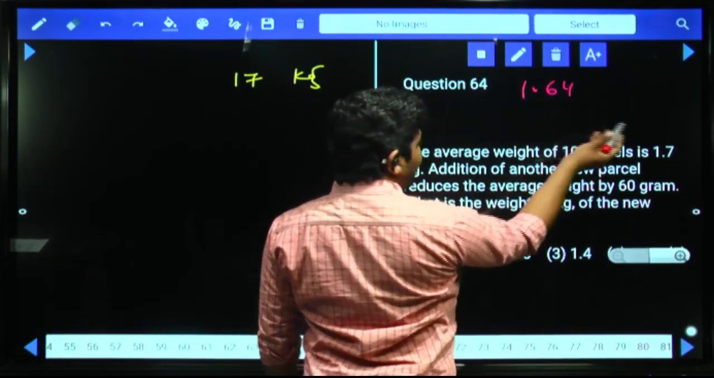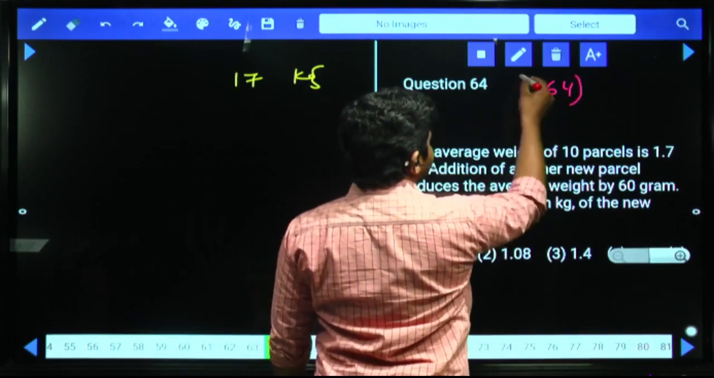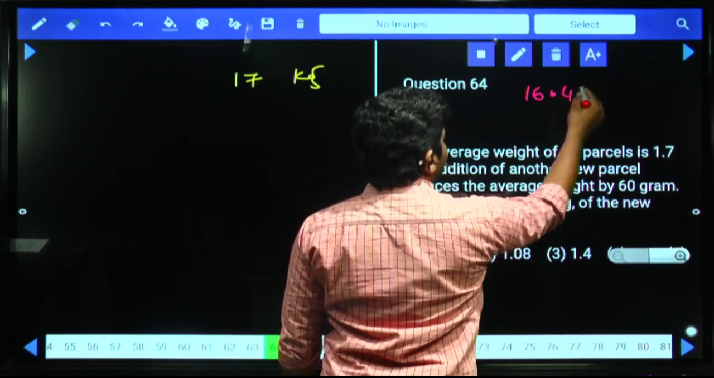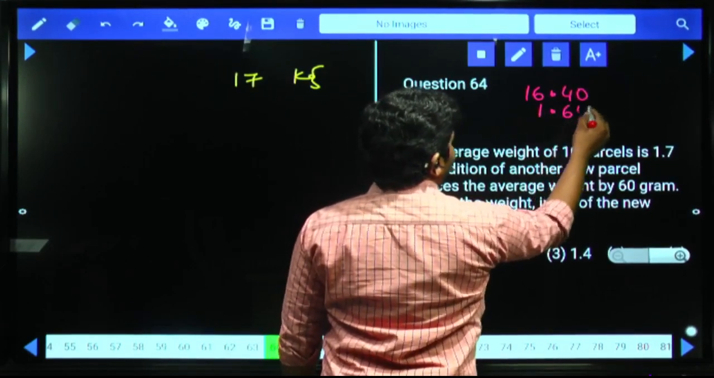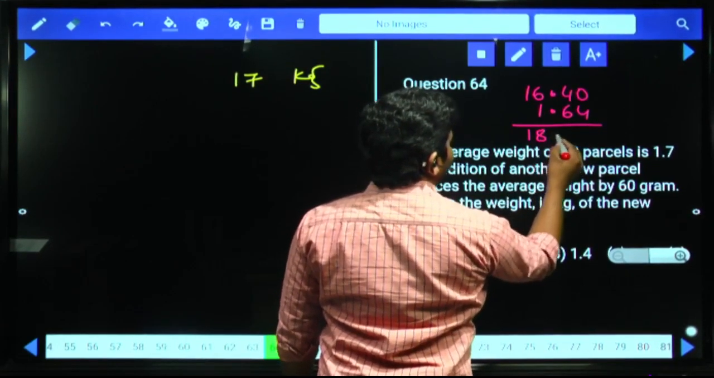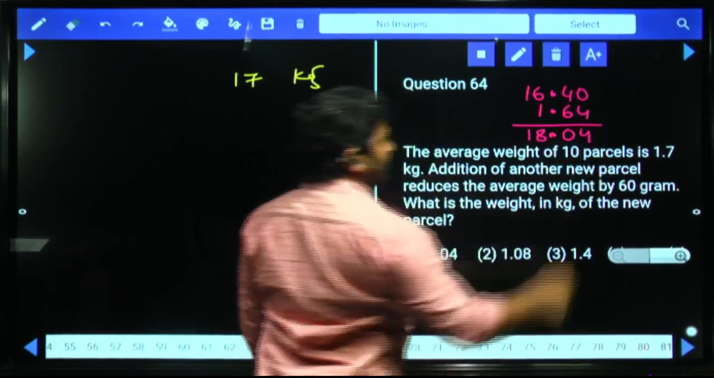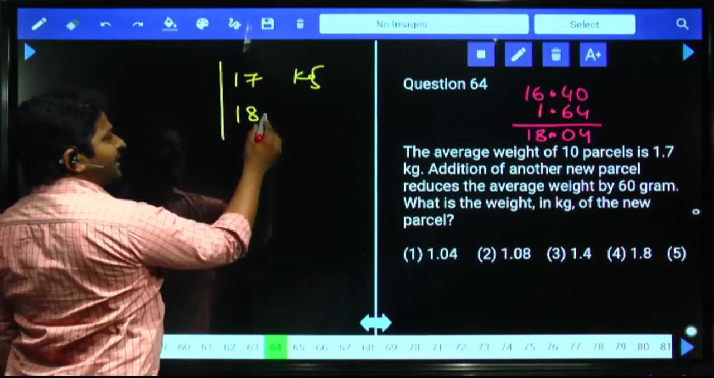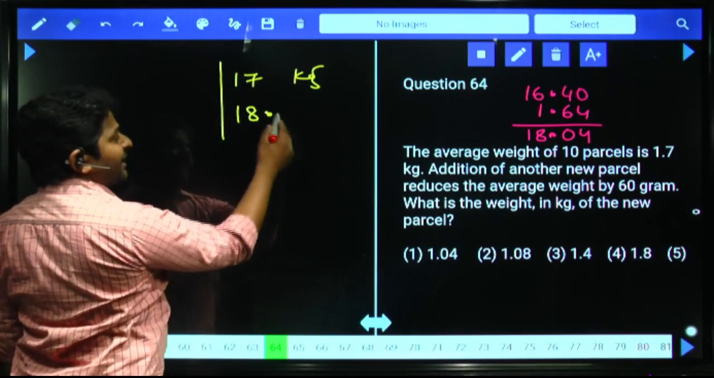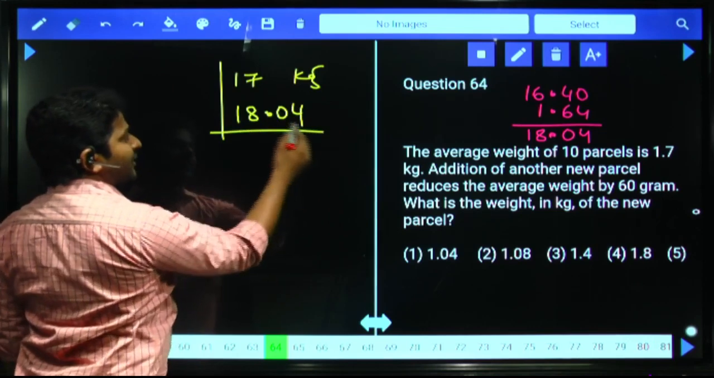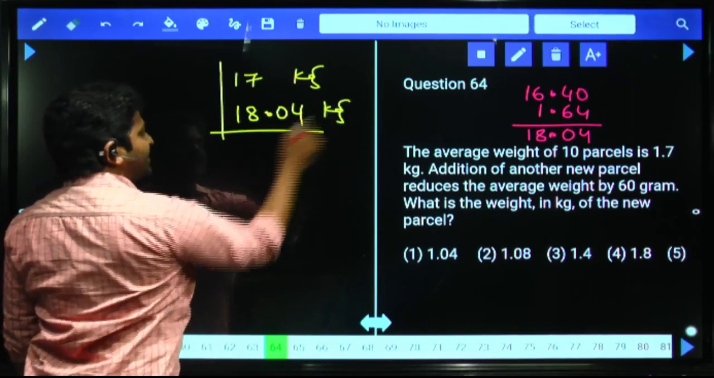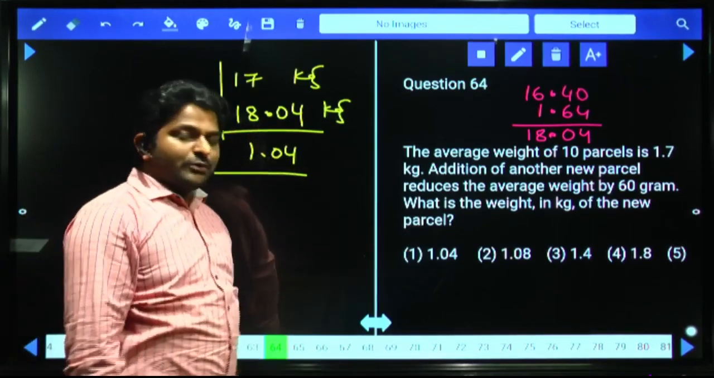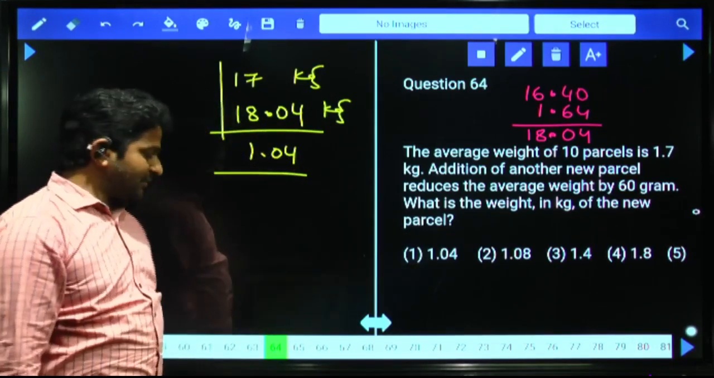Now we have 11 items. Total of 11 items is 11 times 1.64, that is 10 times of 1.64 and then 1 time of that. Total that is equal to 18.04. Now 10 items weigh 17 kgs and 11 items weigh 18.04. So the extra added is 1.04 kgs. That is equal to the weight of the new parcel. 1.04, first option.